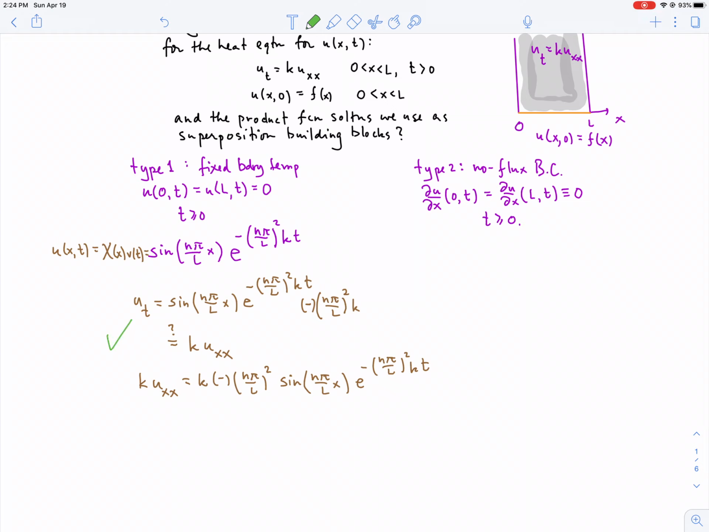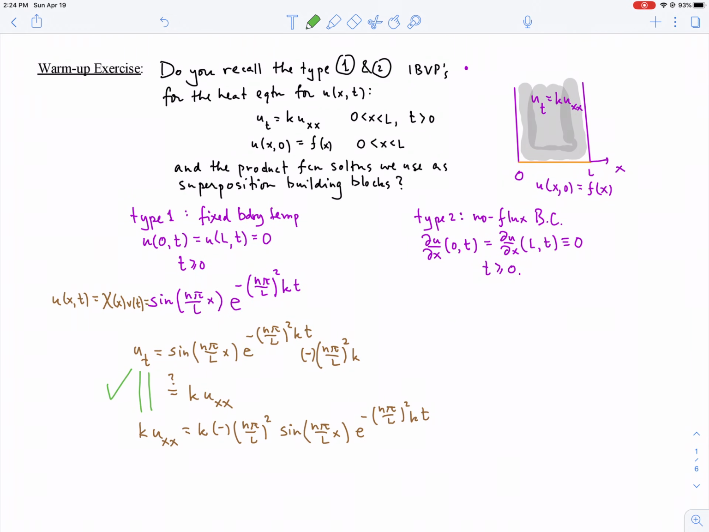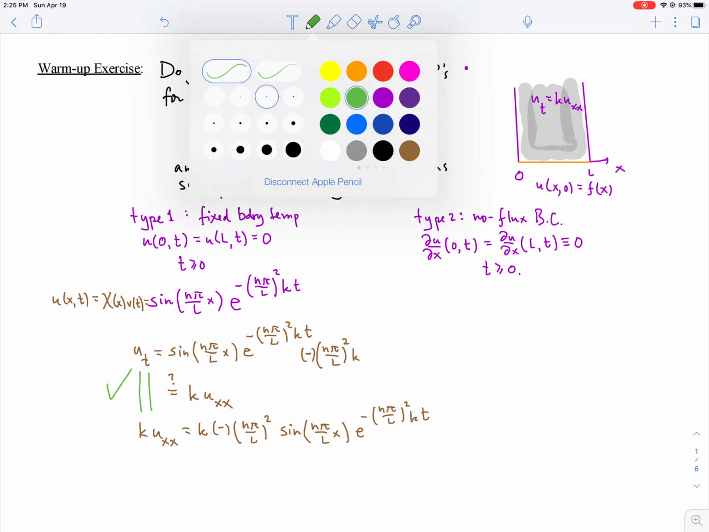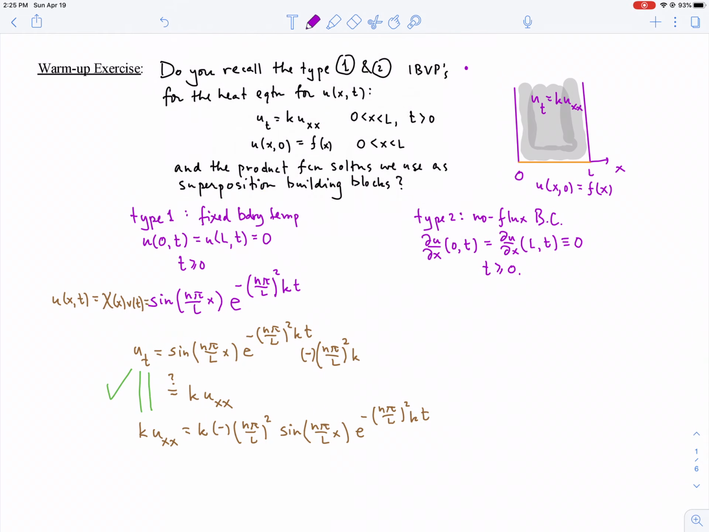And so that's a summary of where we got those special product solutions from. And then for type 2, these were indexed by the number n, the product solutions were of the form cosine n pi over L x times the same exponential, and we don't have to go through the same check.